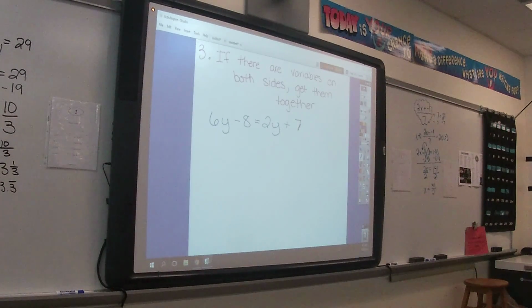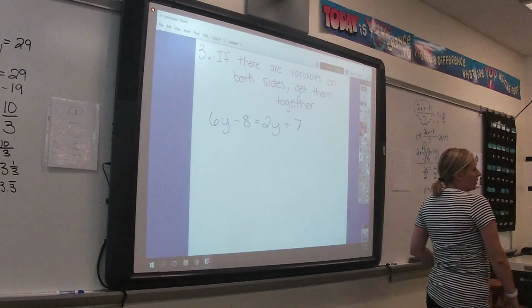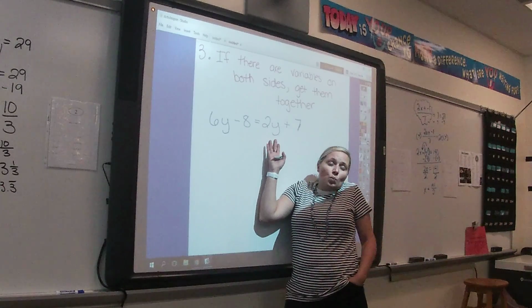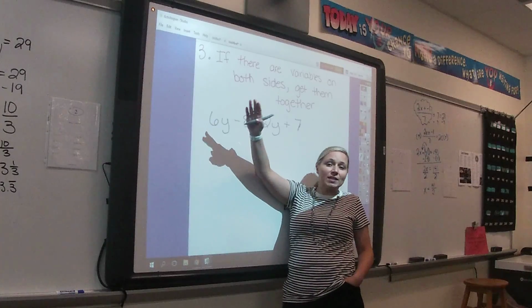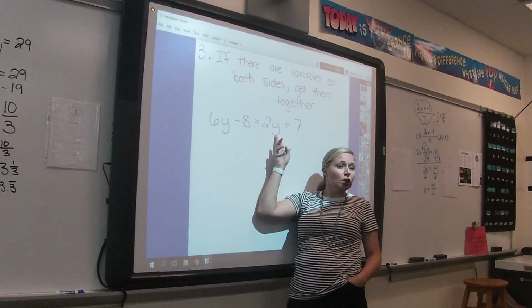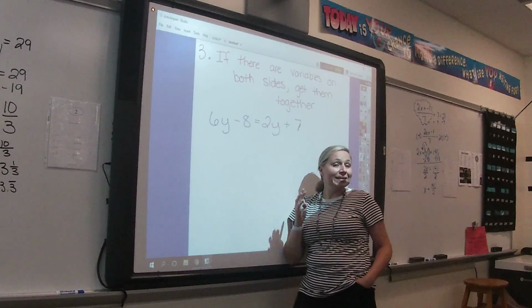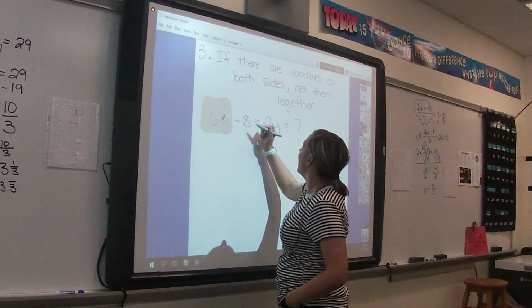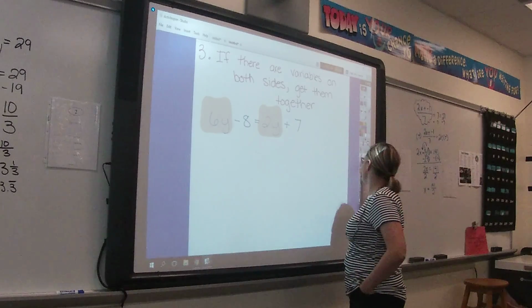start with something very simple. We'll have something like 6y minus 8 equals 2y plus 7. Okay, so we'll just pretend for whatever reason that we've already taken care of step 1, we've already taken care of step 2. So step 3, are there like terms? Are there variables on both sides of the equal sign? Yes. So we have a variable happening here, and we have a variable happening here.